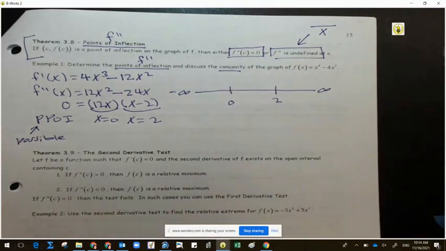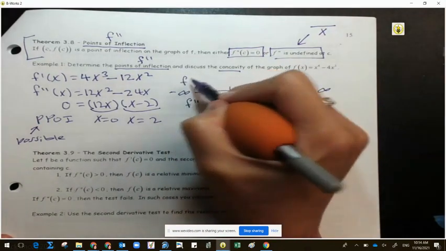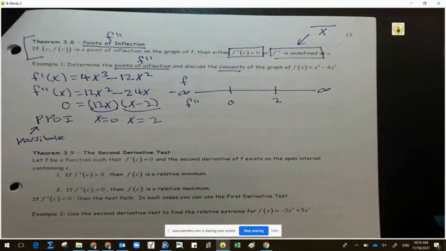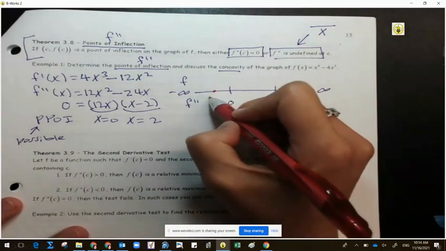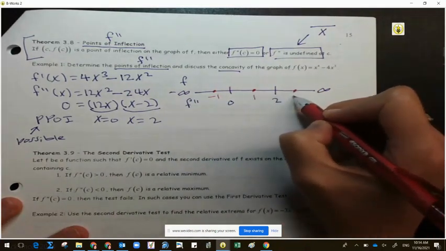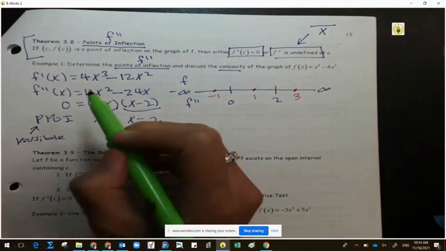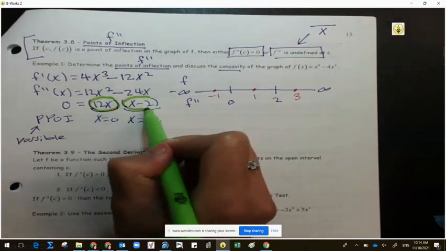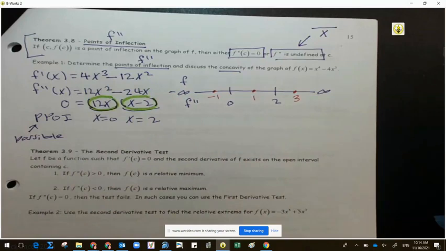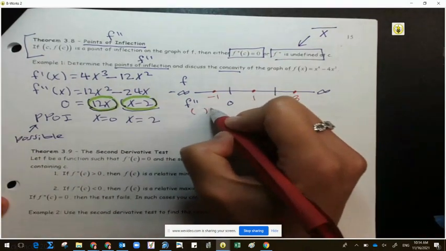0 and 2. And let's test out some numbers. Notice this is double prime, and that's just the graph of the original. What numbers should we test on the left? Good, -1. How about the middle? 1. To the right? 3. When you are testing the point, it is easiest with the factor form. Yes, you can go back to the original double prime, but for me, that will make my life miserable. So let's go ahead and put in our parentheses.